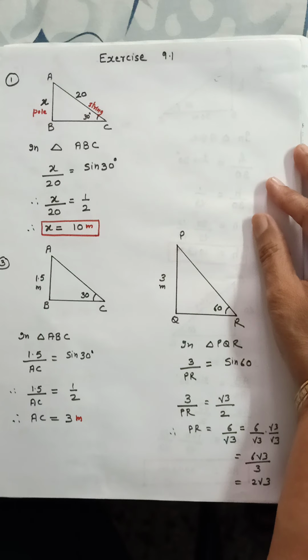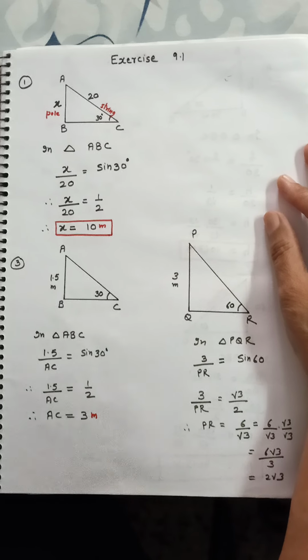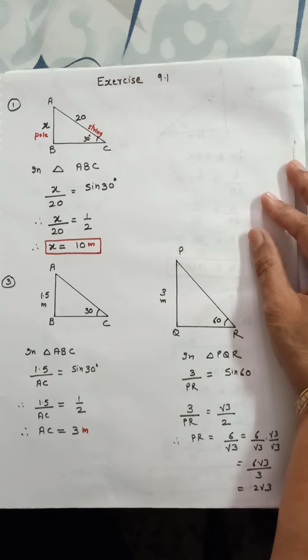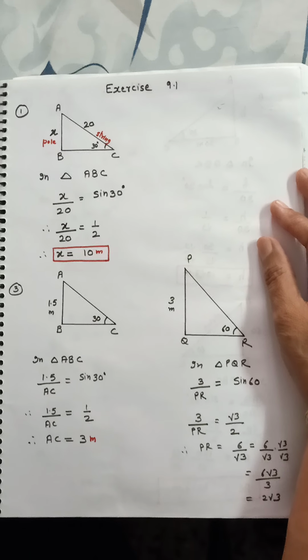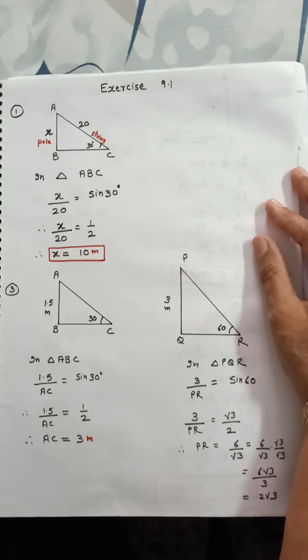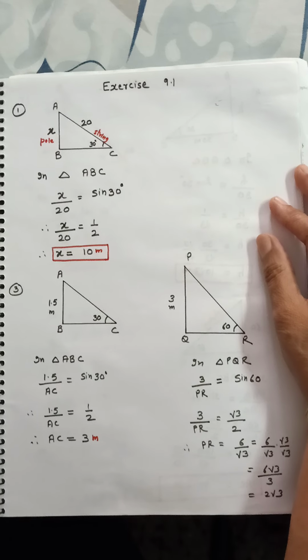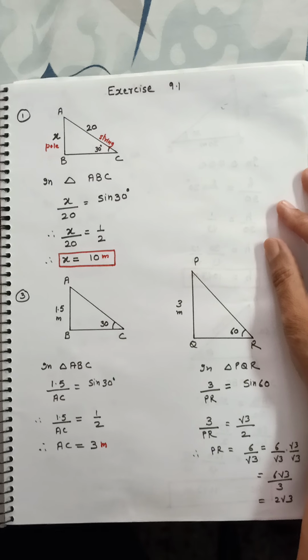Good morning, class. Let us discuss exercise 9.1. We'll be discussing all the easy questions first, then the difficult ones last. The very first question: a circus artist is climbing a 20-meter long rope.